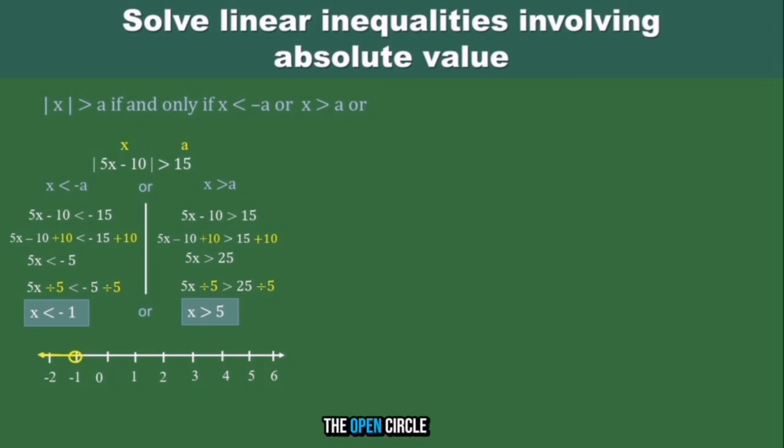As you notice, the open circle is put at negative 1 because x is less than, not less than or equal to. An open circle means negative 1 itself is not included in the solution. The arrow is going to the left from negative 1 because x is less than negative 1, it can be anything smaller. On the other hand, an open circle is put at 5 because x is greater than, not greater than or equal to 5. And the arrow is going to the right from 5 because x is greater than 5, it can be anything bigger. This number line gives you a picture of all the possible x values that work.